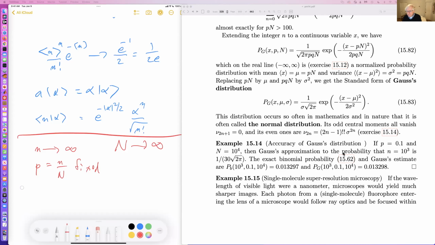So an example for the accuracy of Gauss's distribution, suppose P is 0.1, N is 10 to the 4th. The probability that N is 10 to the 3rd, Gauss's approximation is this. The exact binomial one, and Gauss's is then 0.013298, and the binomial is 0.013297. So you see these approximations are extraordinarily good in the limit in which they're defined.